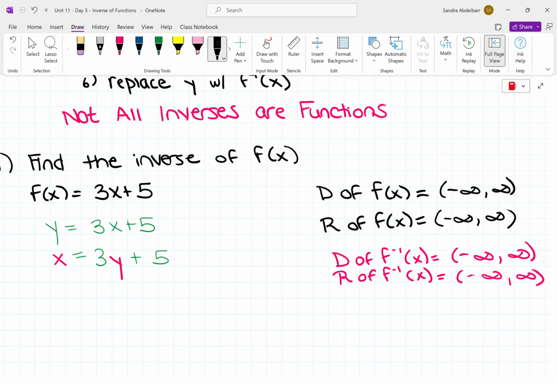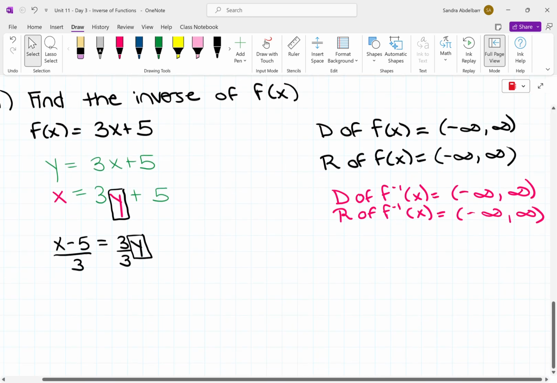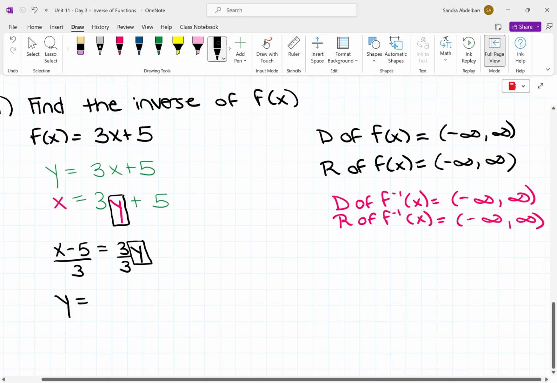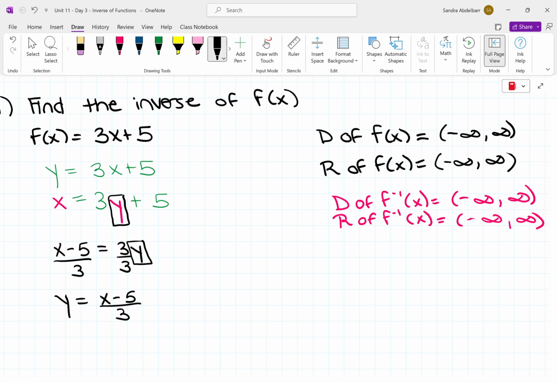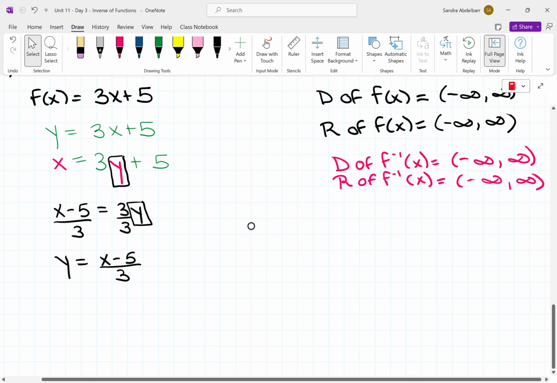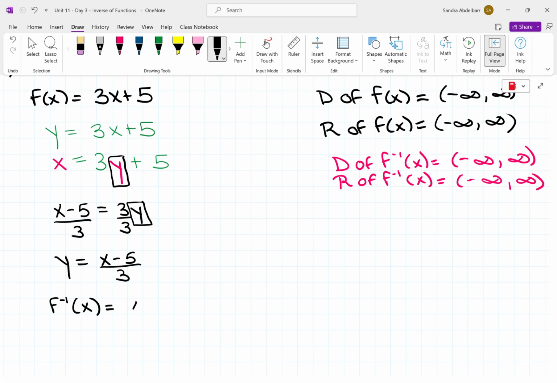After you switch x and y, what you want to do now is solve for y. How do we solve for y? We need to completely isolate it, meaning everything else gets moved to the other side. So the first thing I'm going to do is subtract that 5. So x minus 5 equals 3y. And then lastly, I'm going to divide by 3 on both sides. So I get y is equal to x minus 5 over 3. Very last step is replace that y with the inverse notation.